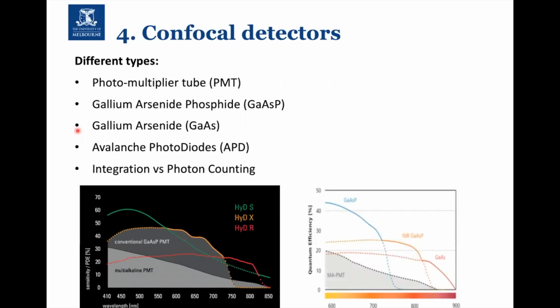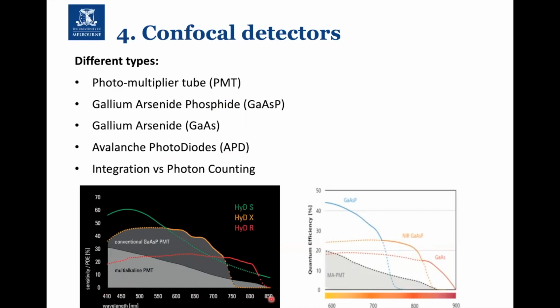There are multiple different types of confocal detectors available. On some of the older systems, you'll have a photomultiplier tube or a PMT. Some of the newer systems are a bit more sensitive and use things like gallium arsenide phosphide or gallium arsenide for longer wavelengths. The Leica systems now are using something called an avalanche photodiode, which is kind of a mixture of the two.